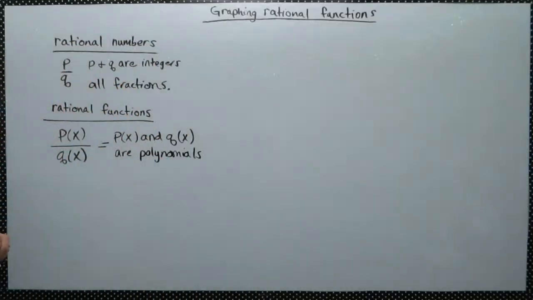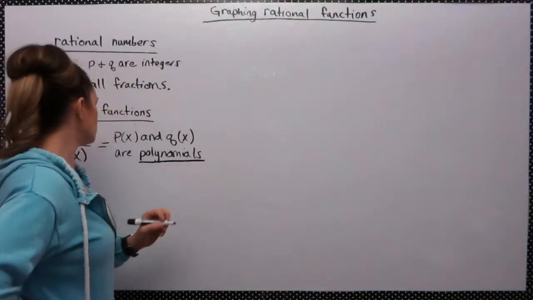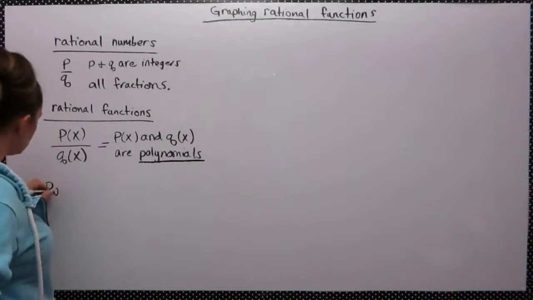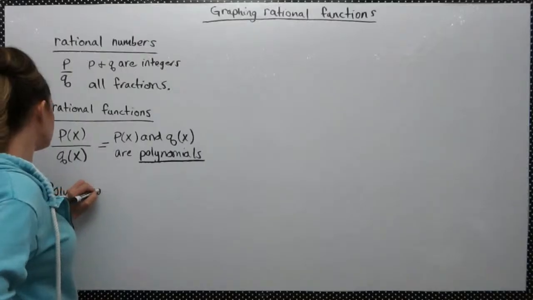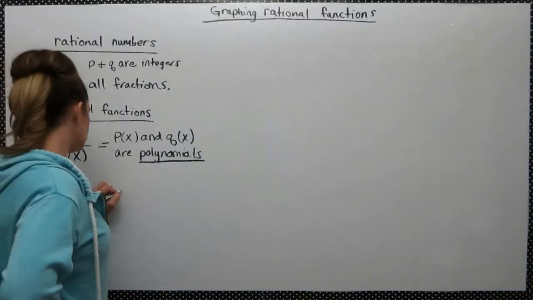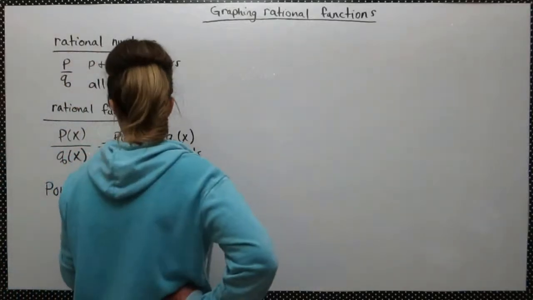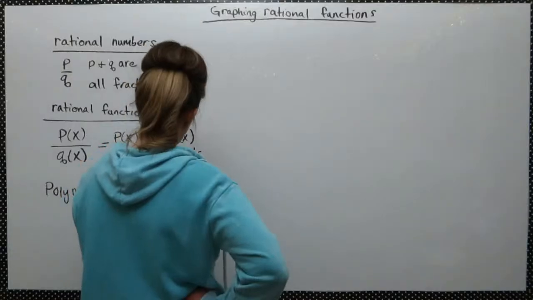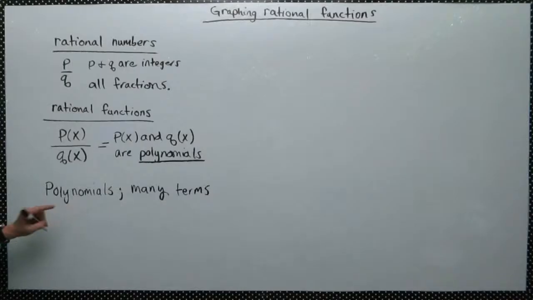So I'm going to try, in a nutshell, to explain rational functions. And so what are polynomials? This word, poly just means many, so it's essentially many terms. Nomials would be terms.